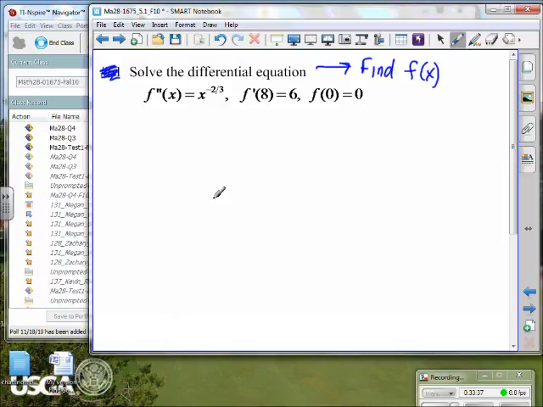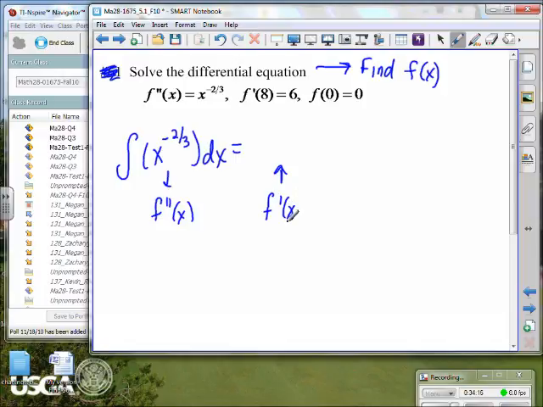I give you the second derivative. Now, in order to find the second derivative, if you know what f of x is, you have to first take the first derivative. Okay, so if I'm going to work on this, what we're going to do is take the indefinite integral of x to the negative 2/3 dx. Remember now, this is the second derivative, and my answer is going to be what? The first derivative.